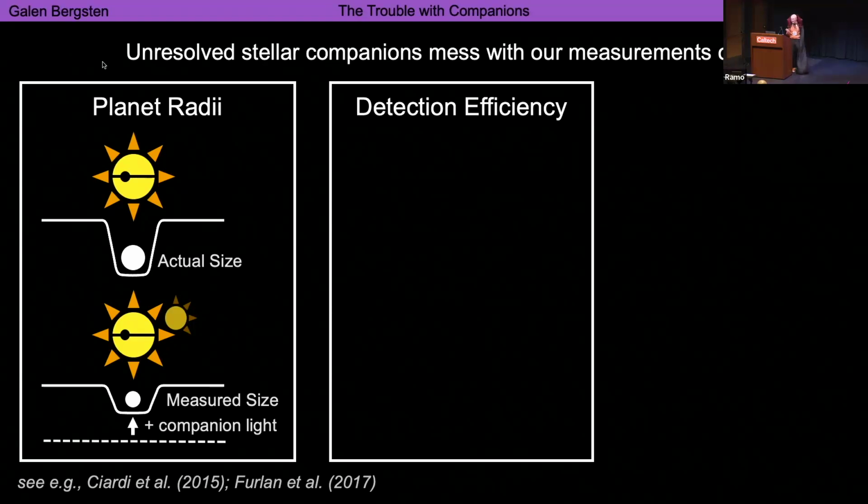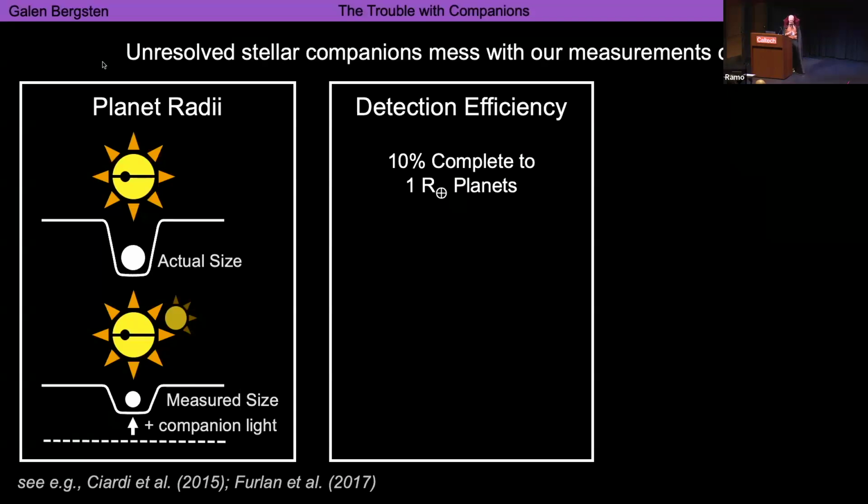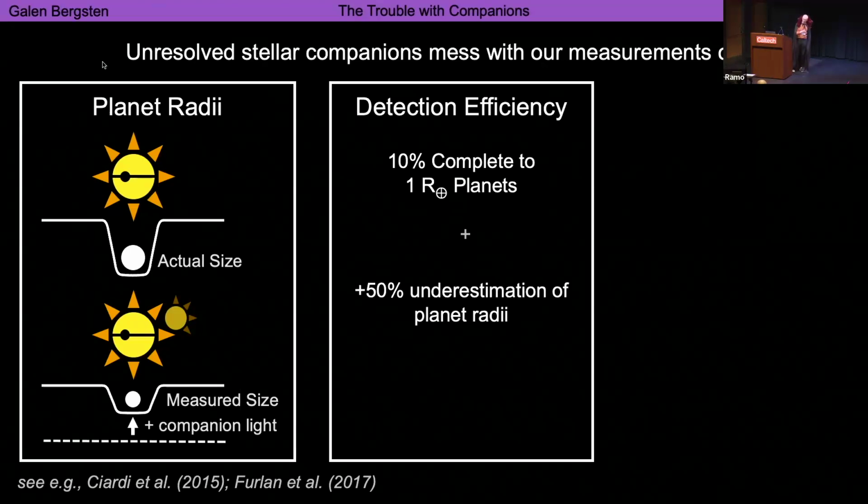So say, and this is completely made up numbers, but that you are 10% complete to finding one Earth radius planet. So you could get one out of every 10. We'll now say that for some unknown chunk of your population, you have unresolved companions, which cause you to underestimate the planet radius, maybe by a factor of 50%. So for that unknown chunk of the population, you're more like 10% complete to a 1.5 Earth radius planet, a little bit less complete to an actually 1 Earth radius planet, and that mismatch causes all sorts of problems that you don't know about because you don't know how many stars this affects and you don't know how big of a deal it is.